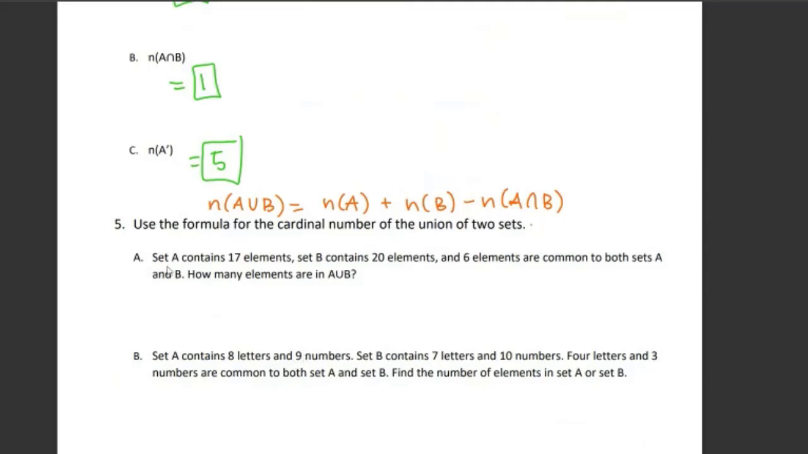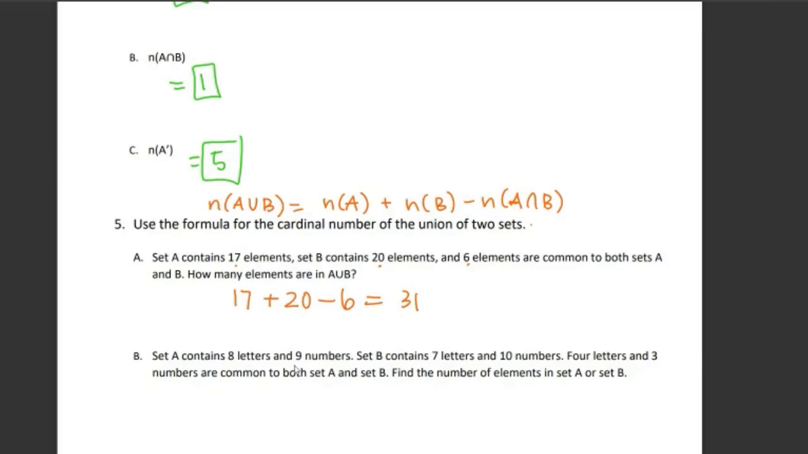So A says set A contains 17 elements, set B contains 20 elements, and 6 elements are common to both. How many elements are in the union of A and B? So if we were to use that formula up there, we would take the elements that are in A, so that would be 17, add them to the elements in B, which would be 20, and then subtract the elements that are common to both, which would be 6. And we get 31 elements.